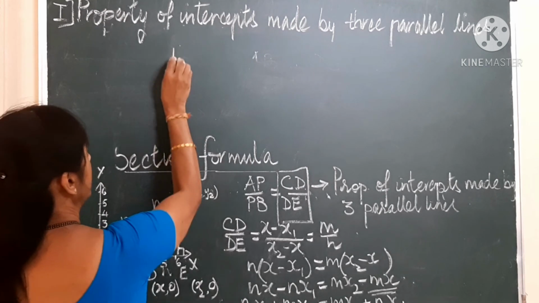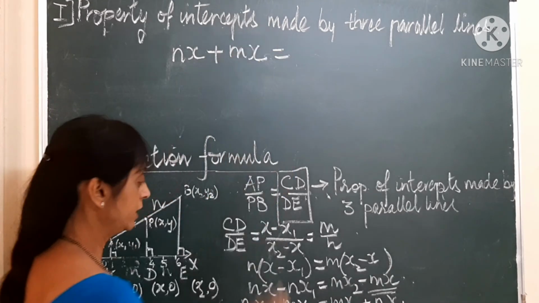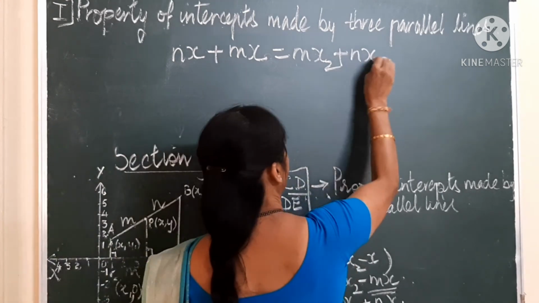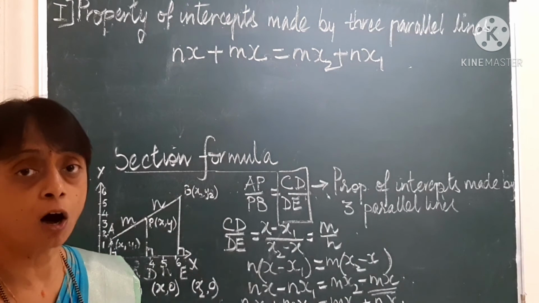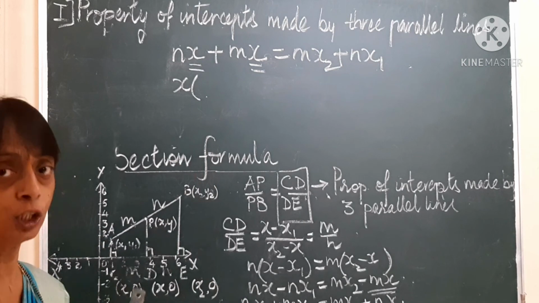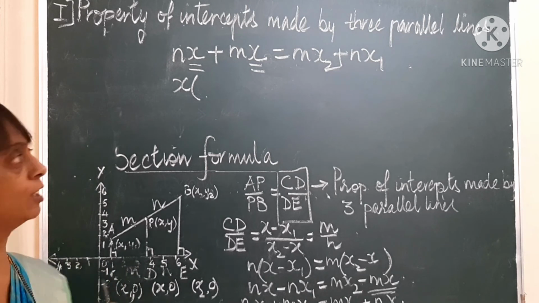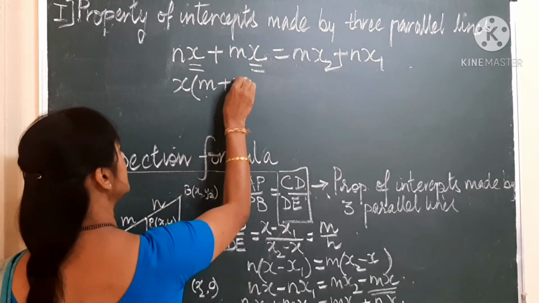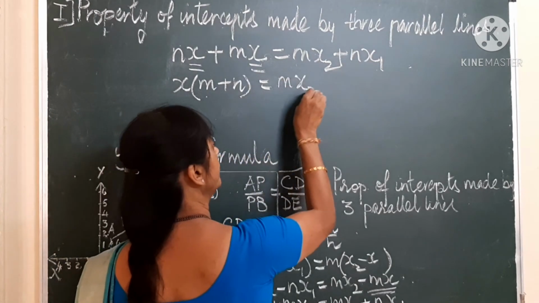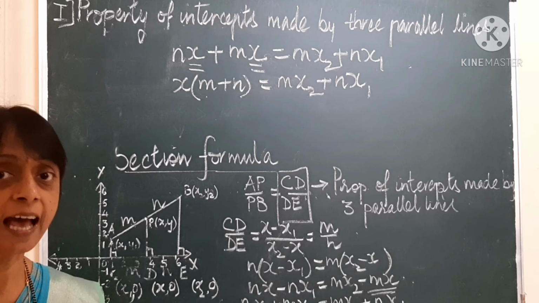So what do we have? We have nx plus mx, which is equal to mx2 plus nx1. What is common on the left hand side? We see that x is common. Inside the bracket, you have n plus m, which also can be written in alphabetical order as m plus n, which is equal to mx2 plus nx1. These are unlike terms, so they remain as they are.